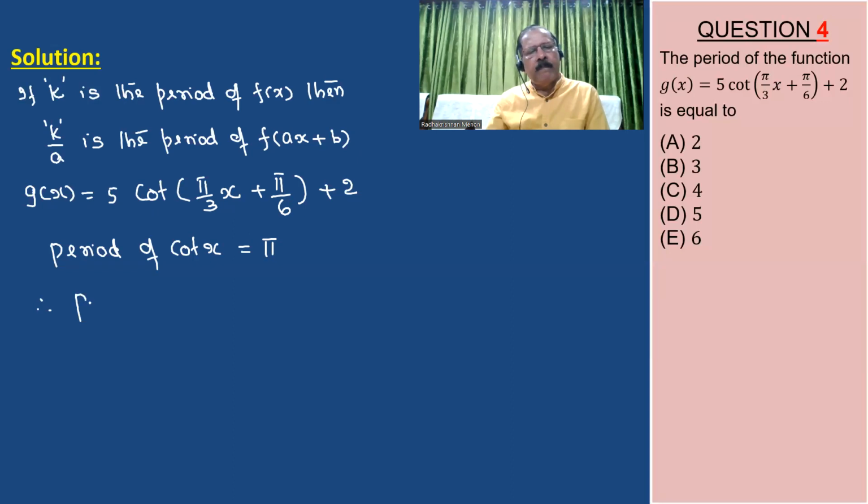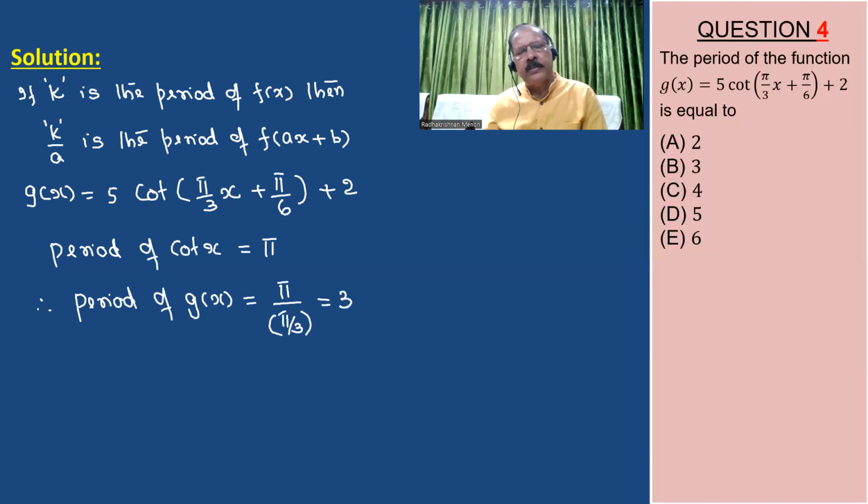Therefore, period of g of x is equal to, so in the place of x, we have got pi by 3 x plus pi by 6. So in the place of a, it is pi by 3. So period of cot x is pi divided by coefficient of x. What is coefficient of x here? Pi by 3. So pi is getting cancelled.